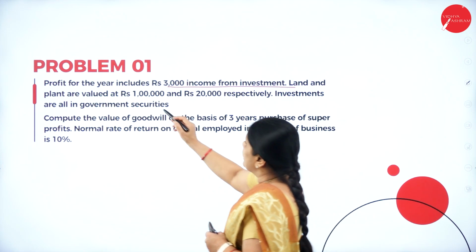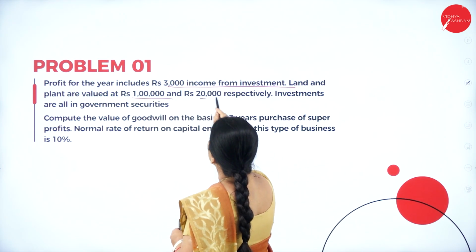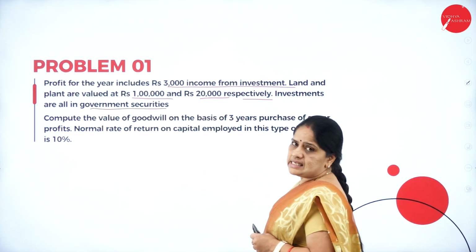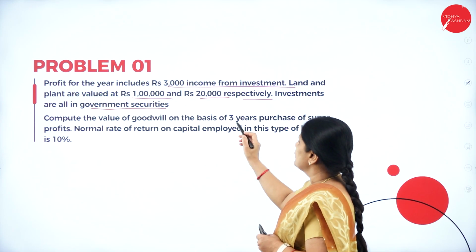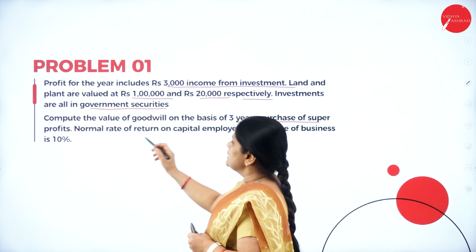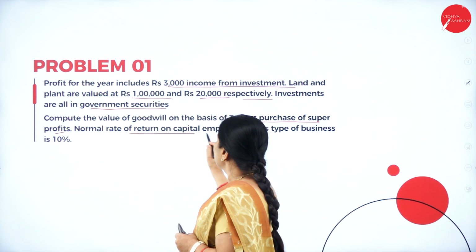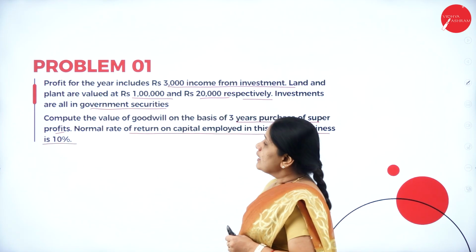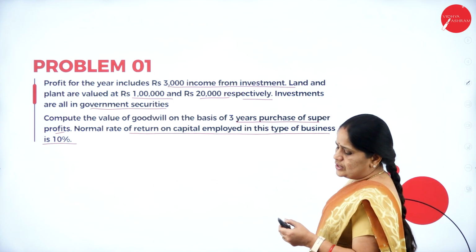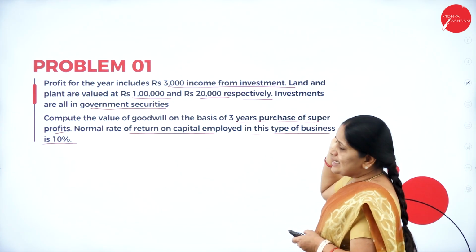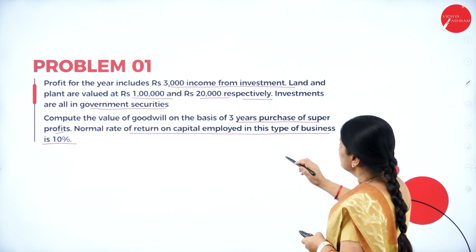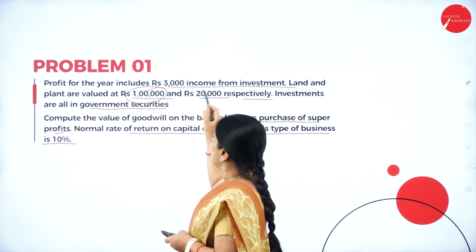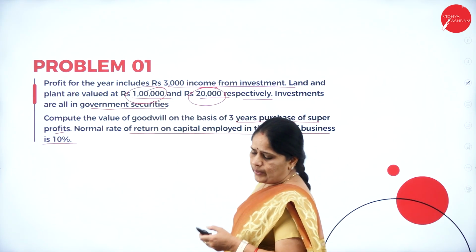The land and plant are valued at 1,20,000 respectively, and the investments are all in government securities. Compute the value of goodwill on the basis of 3 years purchase of super profits. The normal rate of return on capital employed in this type of business is 10%. Now, what is given here? They have given us the revaluation of land and plant. The land is revalued at 1 lakh and plant at 20%.